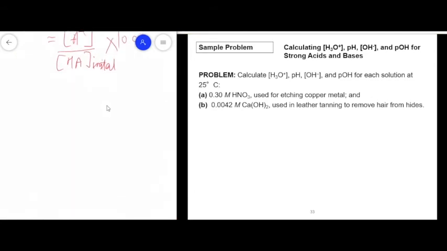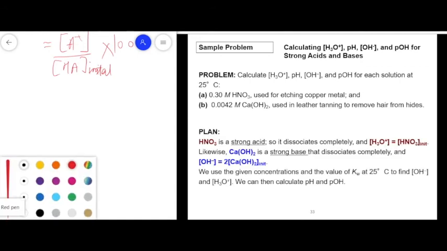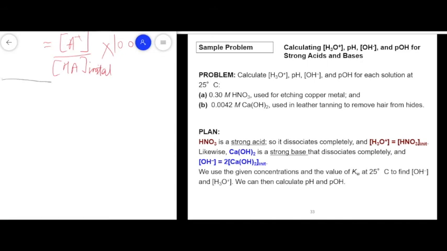The question says calculate the H ion concentration, pH, H ion concentration, and pOH for each solution at 25 degrees Celsius. So let's try part A. A is 0.30 molar HNO3 used for etching copper metal. Okay, so what's given to us in the question? Let's try part A.